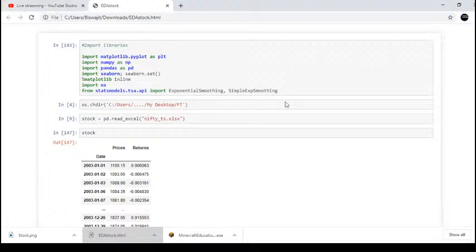Alright, we are live. So we're going to see how to analyze financial time series data using Python. I'm going to take you through the steps that you can use in order to analyze financial time series. We'll be doing this analysis using Python, and I'm going to take a data set.